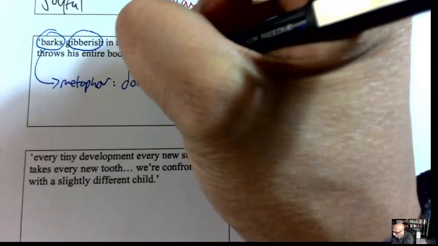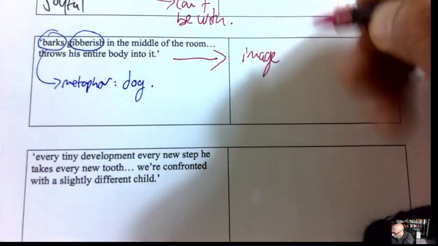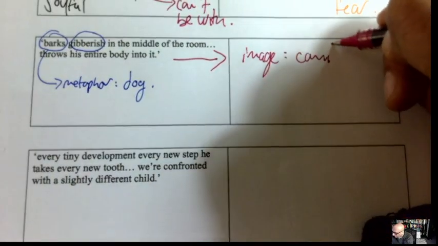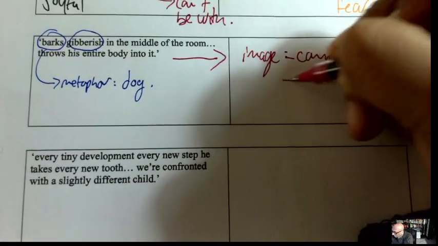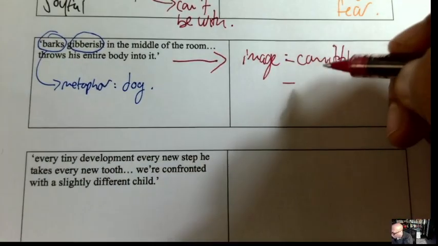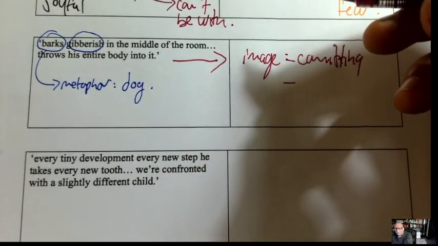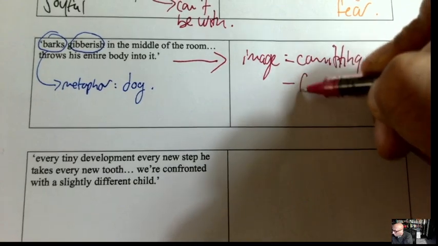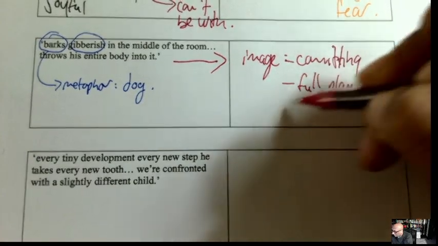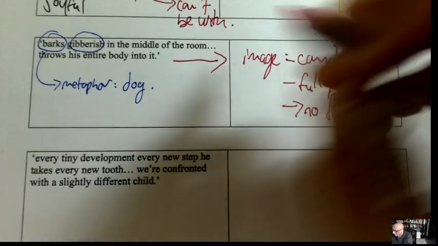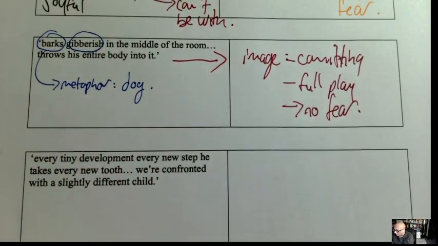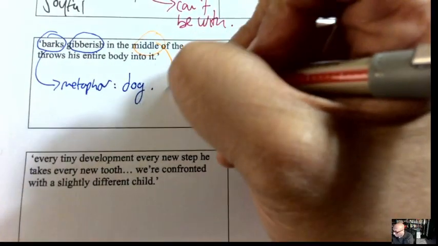He's like a dog. The image of him throwing himself into it is committing, throws his entire body into it. Full play, no fear, middle of the room. He's a dog, center of attention.